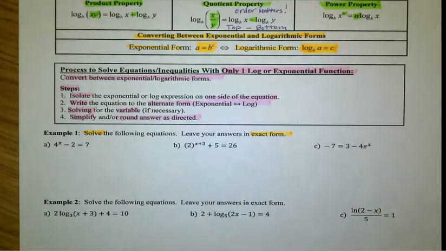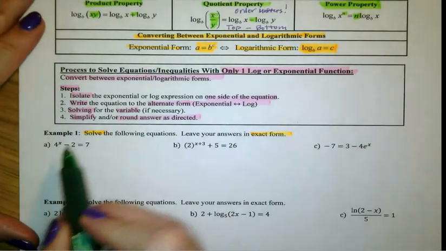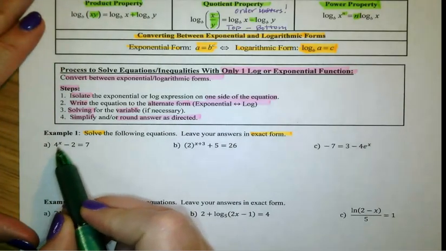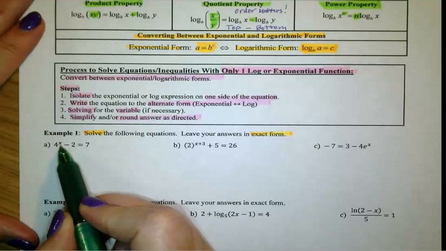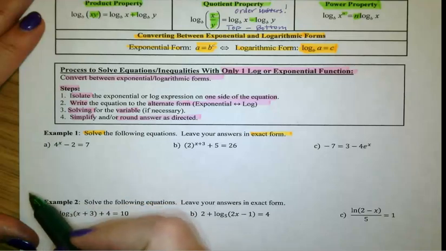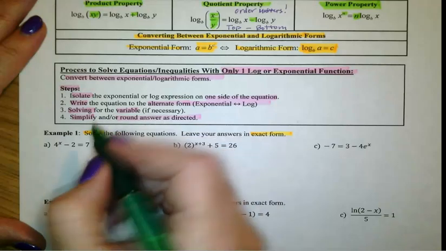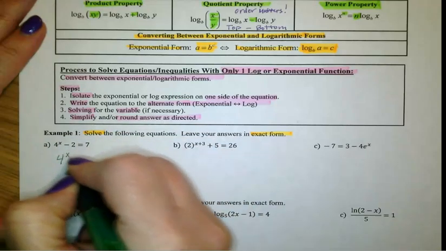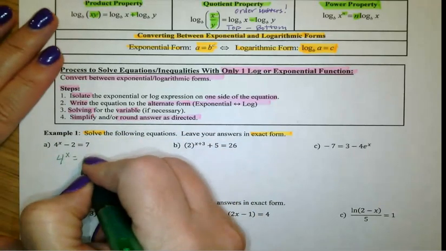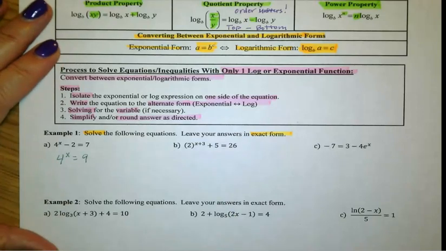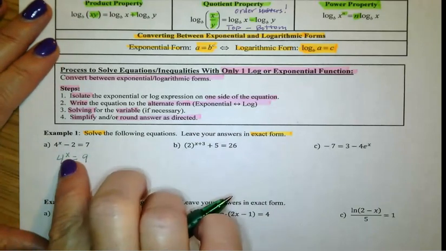That has an exponent. So the first thing that we're going to do here is get the exponent where the variable is. See how the variable is in the power? That's the piece that we want to isolate in step 1. So that means I'm going to move the 2 to the other side, which is a 9.